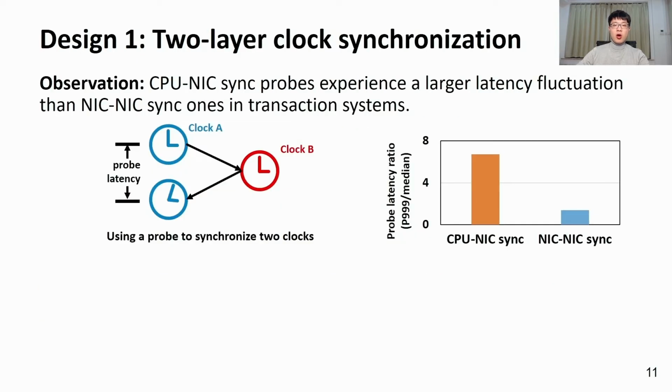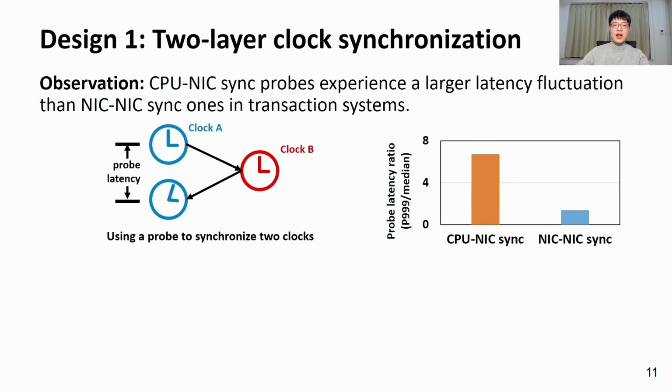The accuracy of clock synchronization will be influenced by foreground CPU interference. Specifically, the latency of a synchronization probe will fluctuate due to interference, which impairs the accuracy. A probe synchronizing 2 clocks includes 3 operations: timestamping at clock A, issuing a query for the time of clock B, and timestamping at clock A again. We have an observation that probes synchronizing CPU clocks with NIC clocks experience a larger latency fluctuation than probes between multiple NIC clocks in transaction systems.